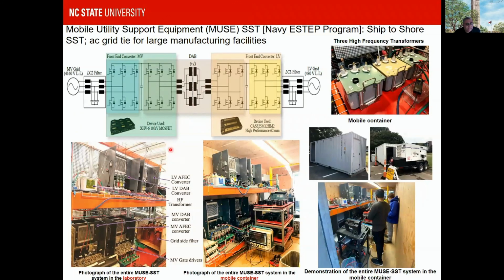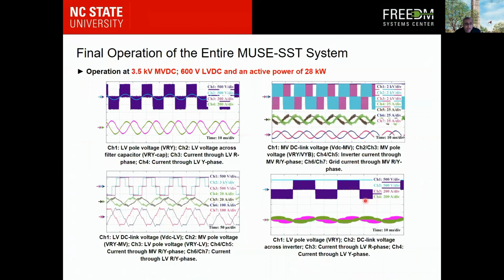So here again is the setup in the lab that you can see on this left bottom. It is a modular system where each of these 3-phase blocks are these modules that you are seeing out here. And the 3-phase high frequency transformers are shown out here. Each of these transformers is 40 kVA. This is the package inside the container. This is the container, and this is the testing that we did in the container.